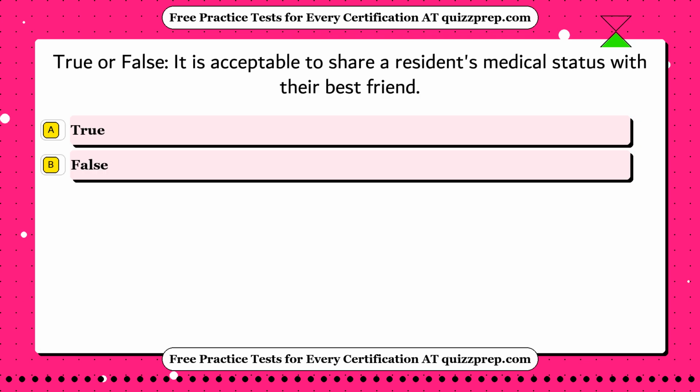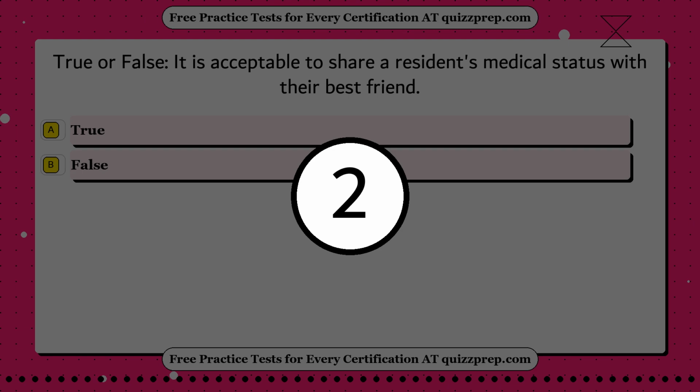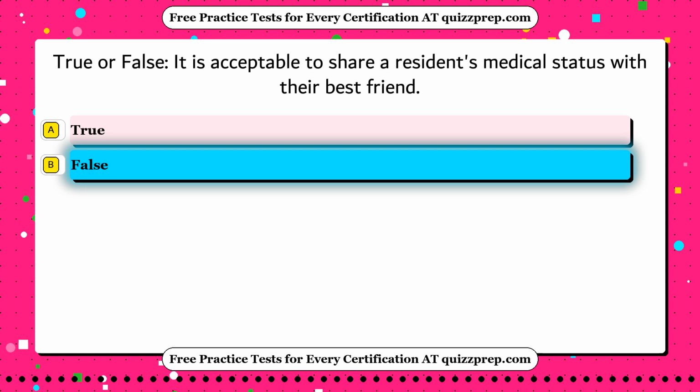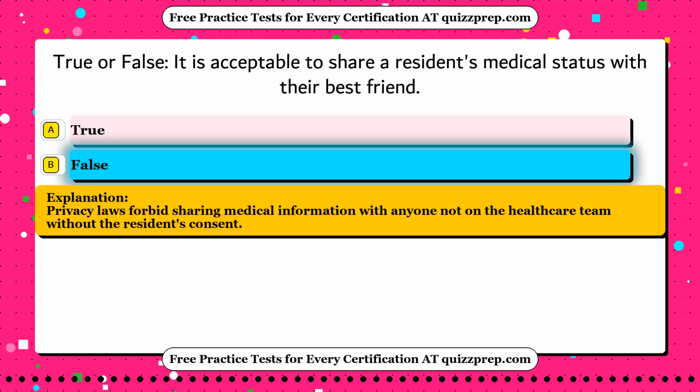Question 59. True or false, it is acceptable to share a resident's medical status with their best friend. Option A, true. Option B, false. The correct answer is option B, false. Privacy laws forbid sharing medical information with anyone not on the healthcare team without the resident's consent.